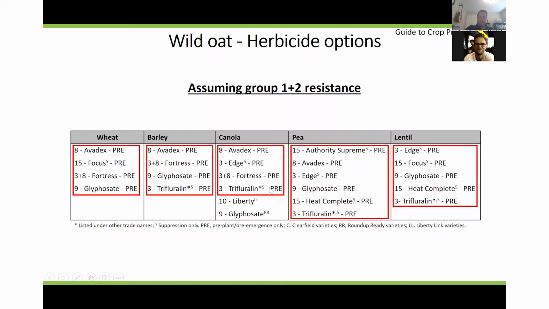So this shows, first of all, the importance of crop rotation, and of including canola as one of the components of the rotation, because it will help delay the development of Group 1 and 2 resistance in wild oats.